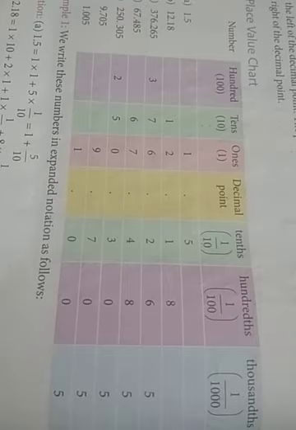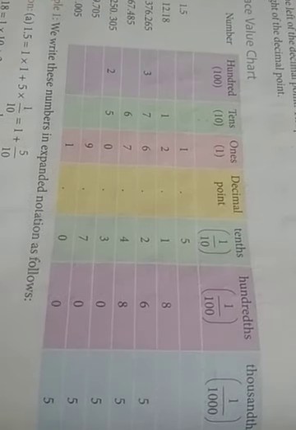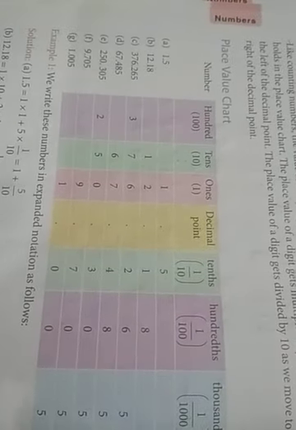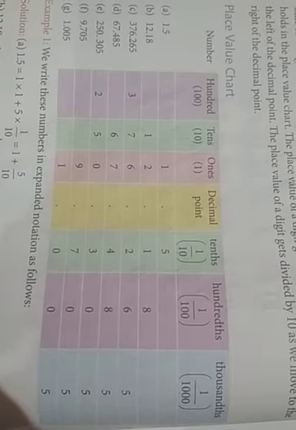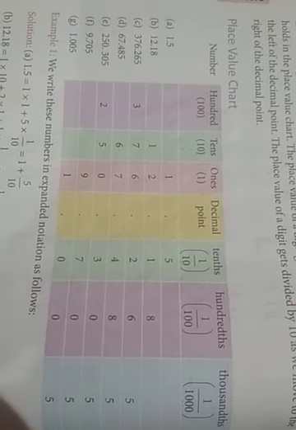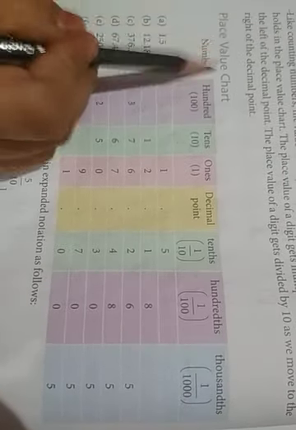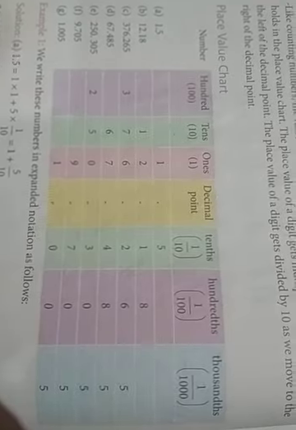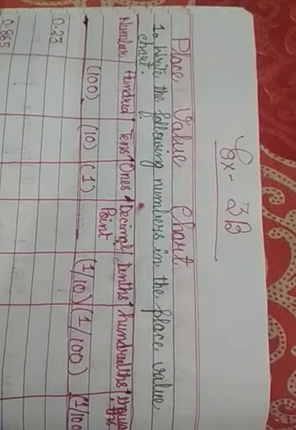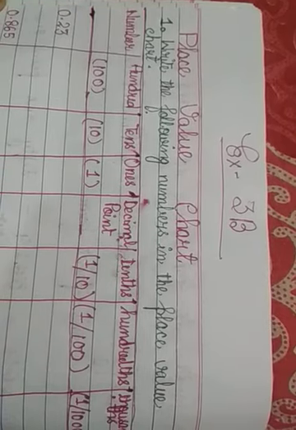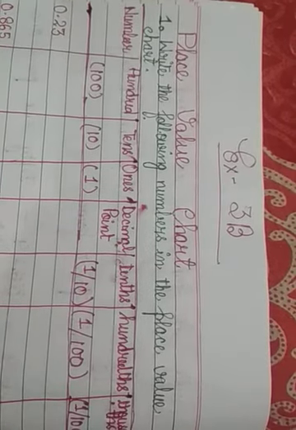So without wasting time, we will begin exercise 3B. This place value chart is given in page number 56 of Maths Orbit. You can open your Maths Orbit in page number 56. You will get this place value chart. As you can see, I have already made place value chart. So we will solve question number 1 now.